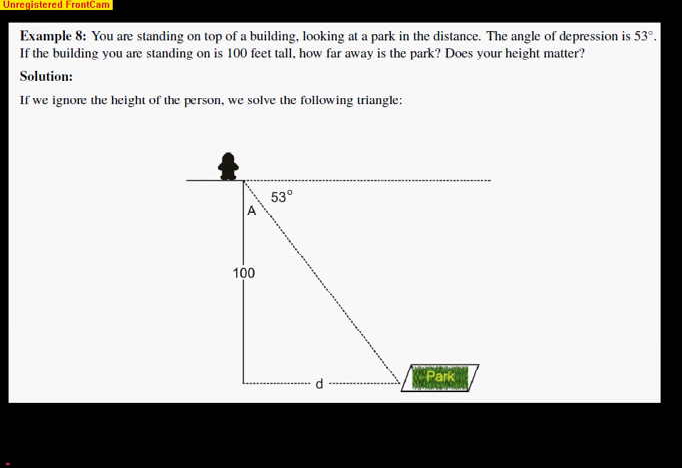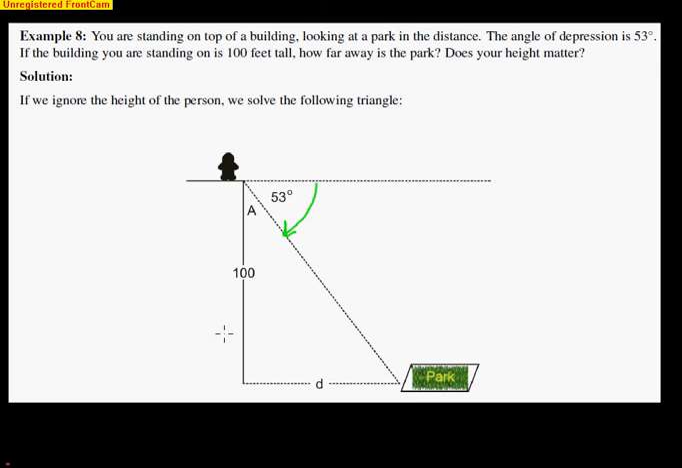You're standing on top of a building looking at a park in the distance. The angle of depression is 53 degrees. If the building you are standing on is 100 feet tall, how far away is the park? Does your height matter? So let's first pretend that my height doesn't matter. And I'm talking about the angle of depression being 53 degrees from the top of the building. So here's the top horizontal line of the building. 53 degree angle of depression means depression going down.